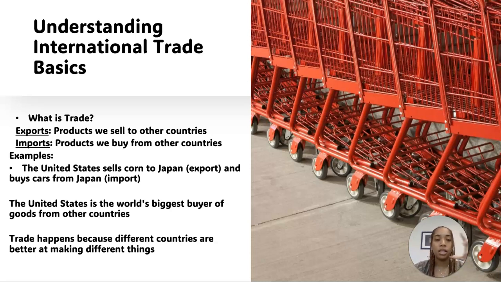The United States is the world's biggest buyer of goods from other countries, so we're the world's biggest importers. We import the most out of every country. And trade happens because different countries are better at making different things than maybe the U.S. or other countries.